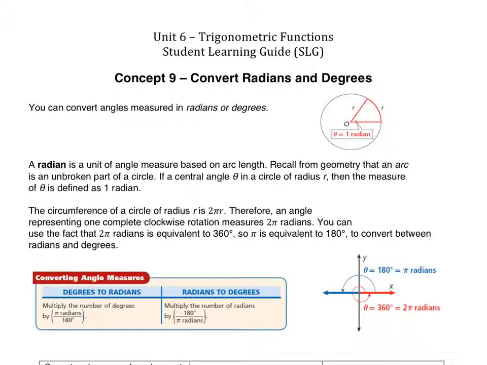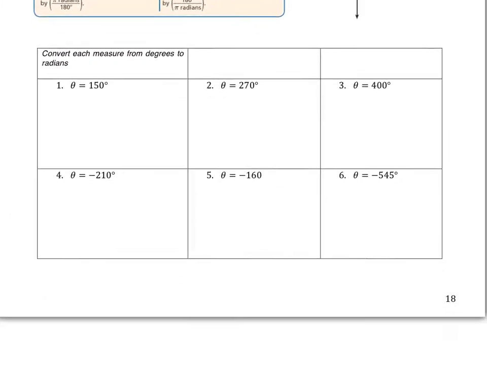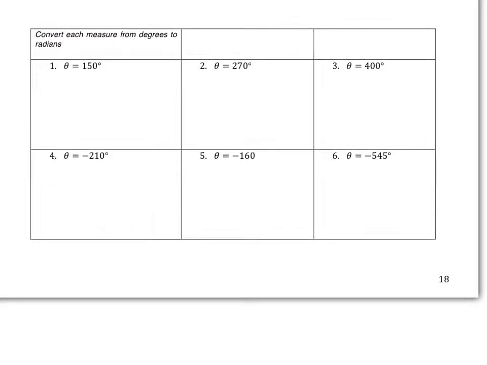In this concept video, we're going to look at converting radians and degrees. So let's go ahead and look at number 1. If we take 150, for every pi radian, there's 180 degrees.